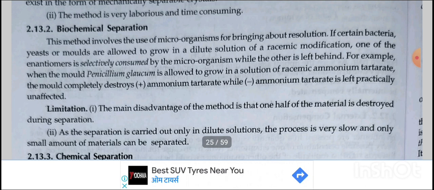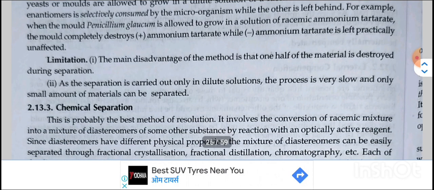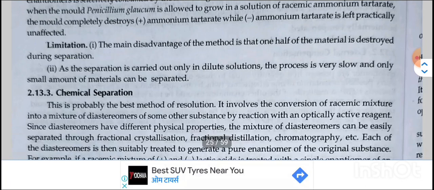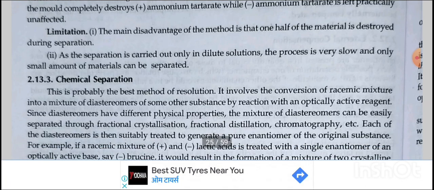Limitation: the main disadvantage of this method is that one half of the material is destroyed during separation. As the separation is carried out only in dilute solution, the process is very slow and only a small amount of material can be separated.